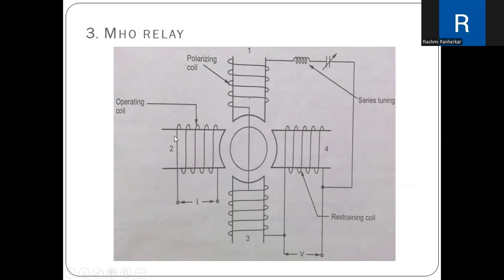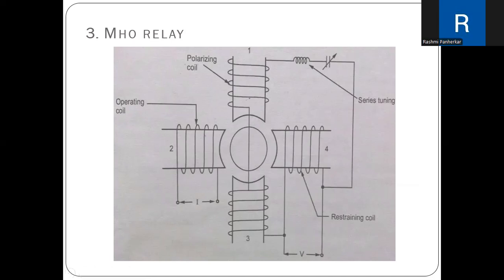It produces the operating torque. And pole number 1, pole number 2 and pole number 4 produce the restraining torque. So this series capacitor you have to connect to provide the action.